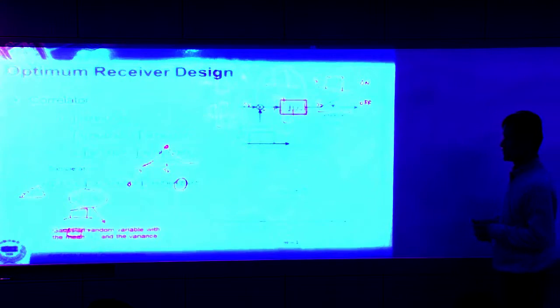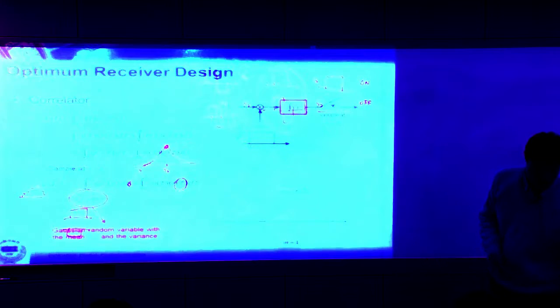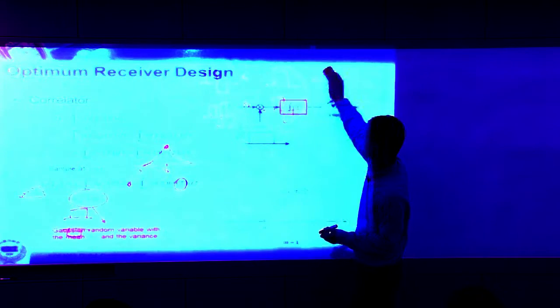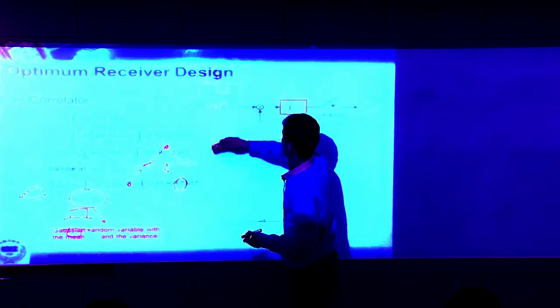Okay, let's move on. The previous picture was a block diagram, and this slide shows you equations.